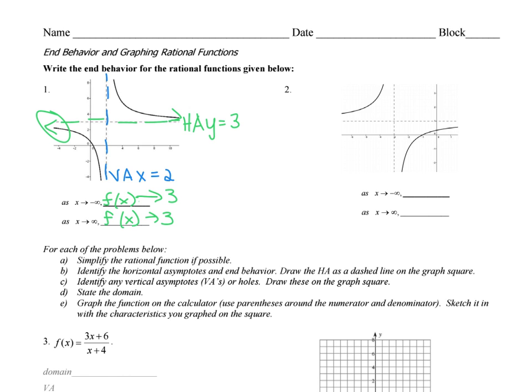So for number 2, I'm not even going to bother with the vertical asymptote. Since all they want is the end behavior, let's just focus on the horizontal asymptote. That horizontal asymptote here is at y equals 1. So as x goes to negative infinity, the left side, f of x approaches 1. And then as x goes to infinity, the right side, f of x approaches 1 as well. They will go to the same thing. They won't go to different numbers there. So that's just a quick refresh on end behavior.